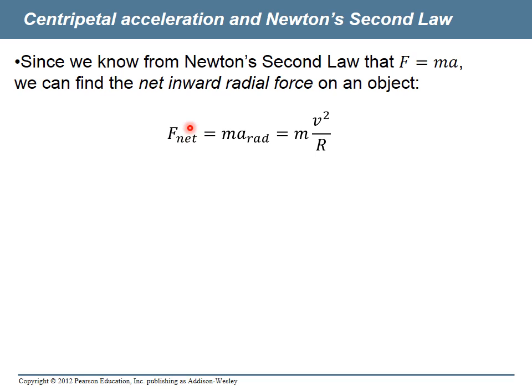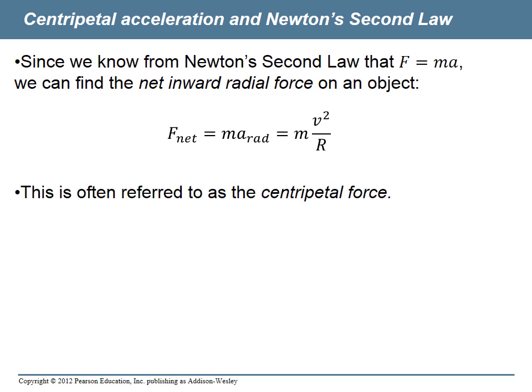So we say the net force must be equal to mass times the radial acceleration. This is just Newton's second law, in which I've replaced the acceleration with radial acceleration, just a specific type of acceleration, but it's the same law. Since radial acceleration is equal to v squared over r, the net force is mv squared over r. This is often referred to as the centripetal force, which means center seeking.